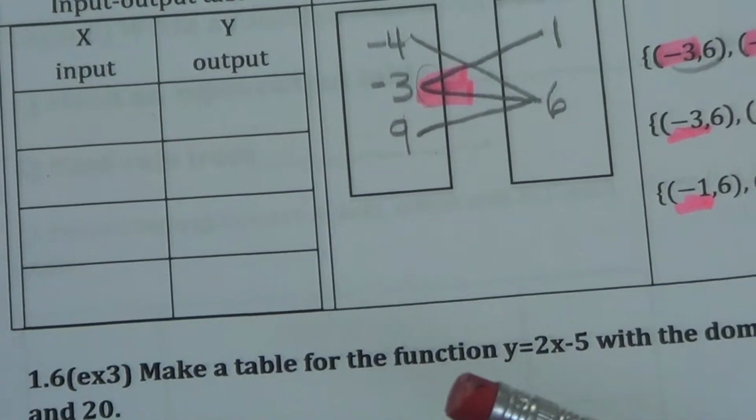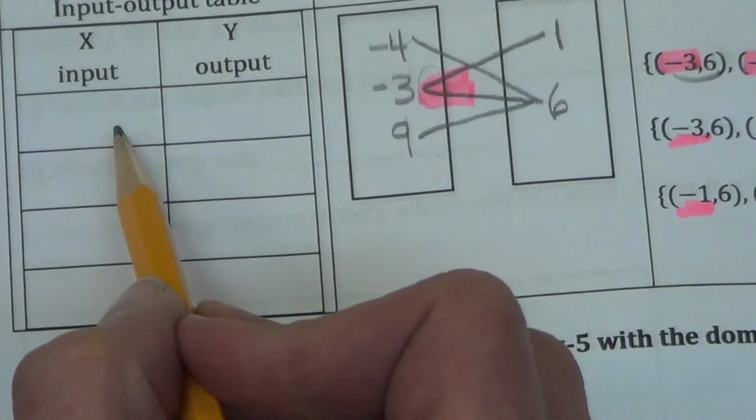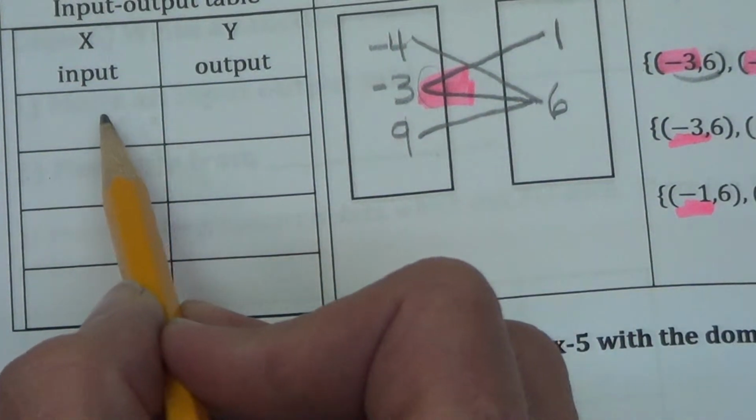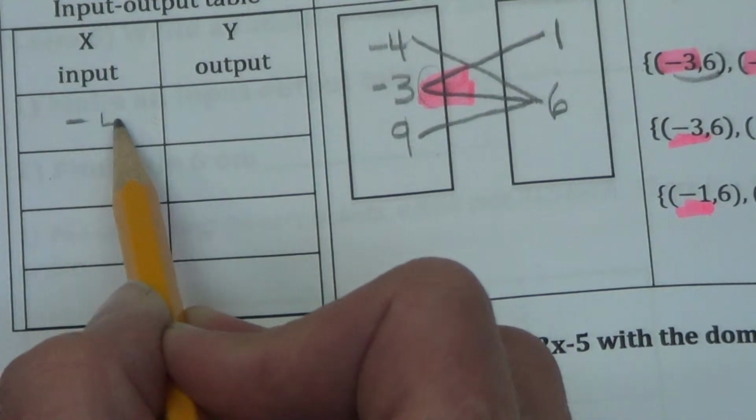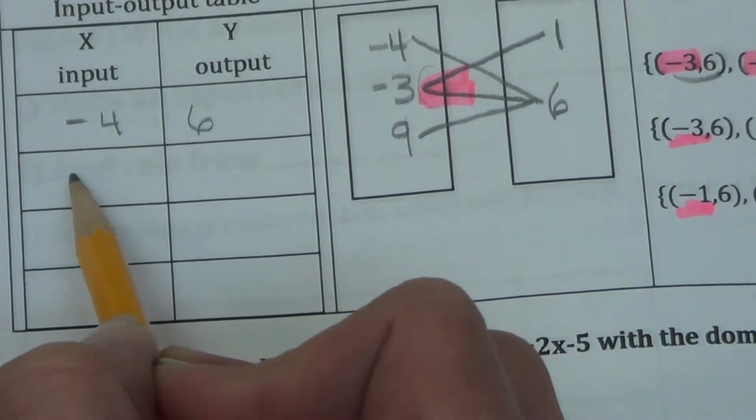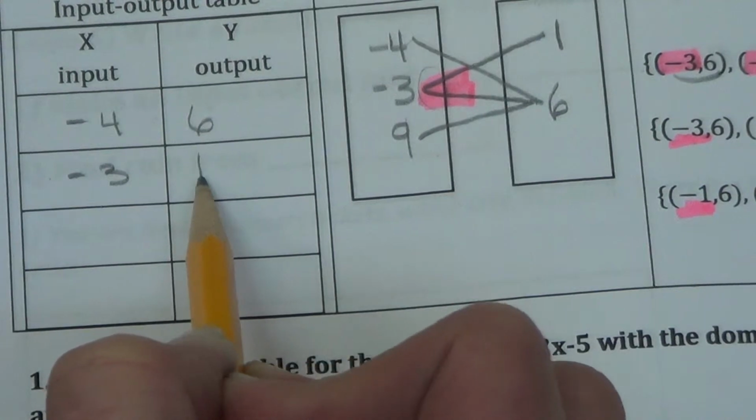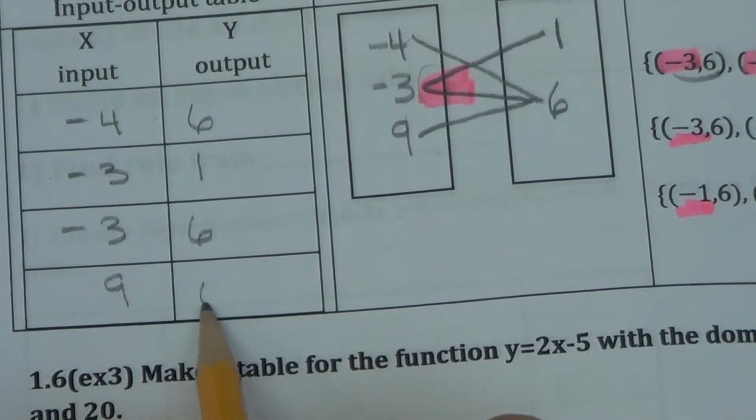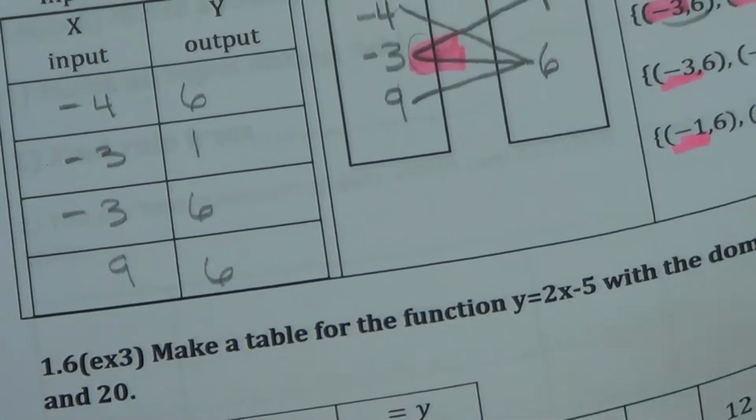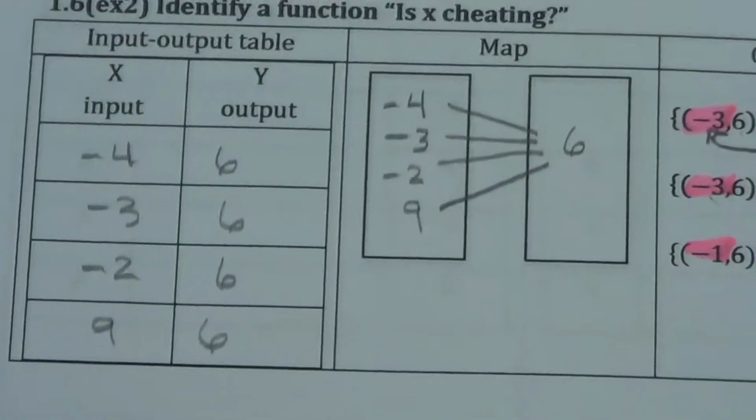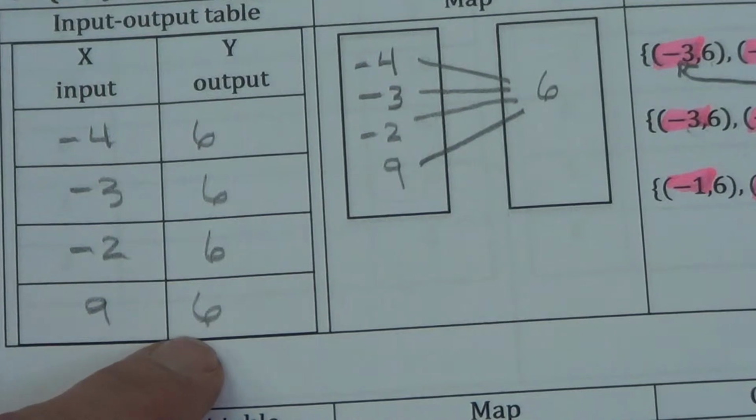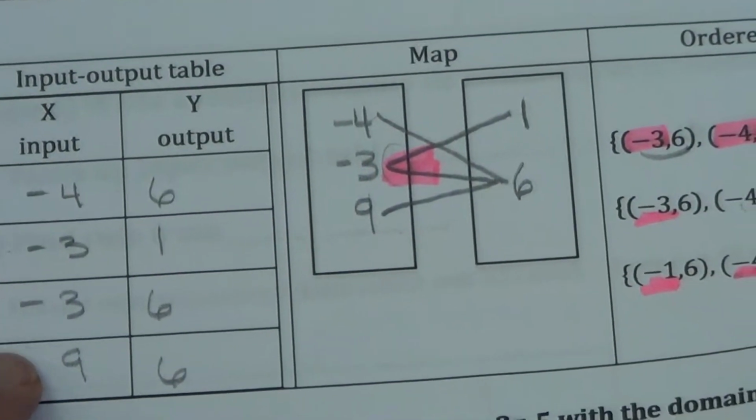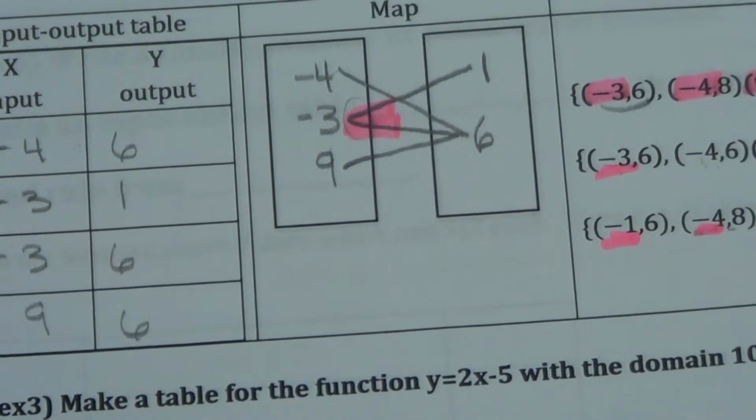Okay, how this looks in the input-output table, we would have -4, 6, -3, 1, -3, 6, and 9, 6. So you can see here that in the input-output table, you do repeat a y or an x value because they have to be partnered up.